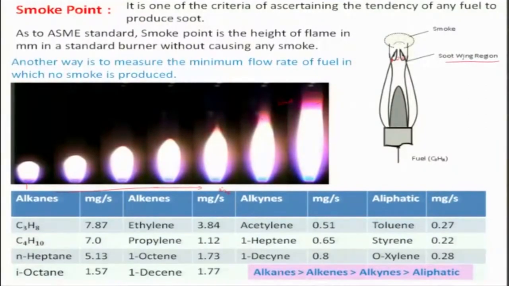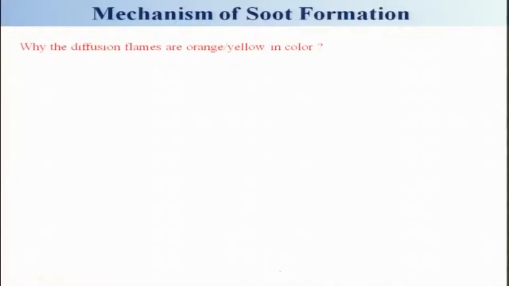And so let us now look at soot formation, because the smoke point is coming due to the soot formation. Now we will be looking at how the soot is basically formed in the jet diffusion flame or any other flame, right? And we had a question: why are diffusion flames orange or yellow in color? We said it is due to the formation of soot. And where is the location of the soot formation, right? Where is the soot being formed? Is it at the tip or is it at the beginning? These are the questions we need to ask ourselves.